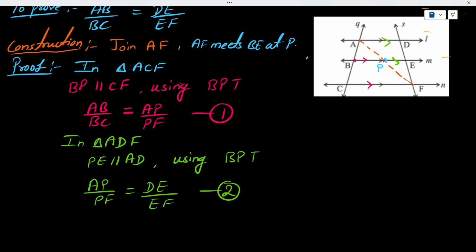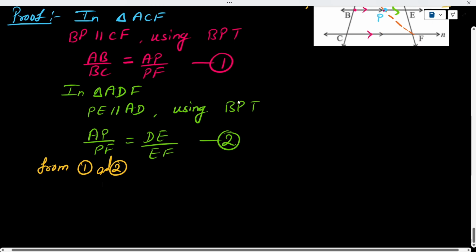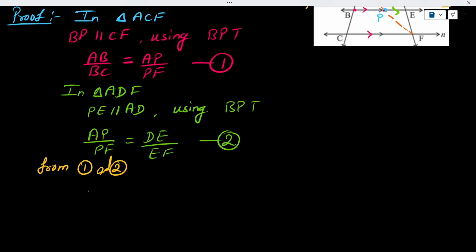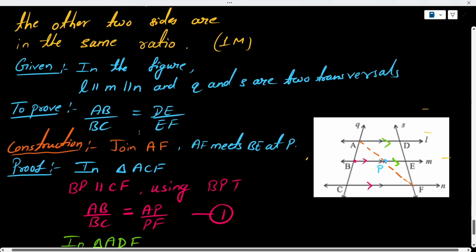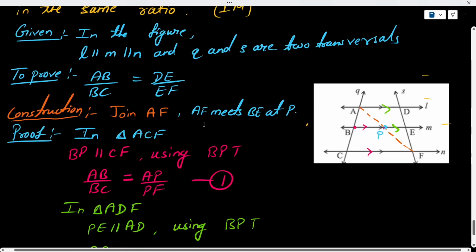Now, if you see first and second, one of the sides is equal, right? From the first and second equations, because they both are equal to AP by PF, that is why here AB by BC will be equal to DE by EF, right? That's it. We reach our result. We need to prove this only here. If you see, AB by BC is equal to DE by DF.